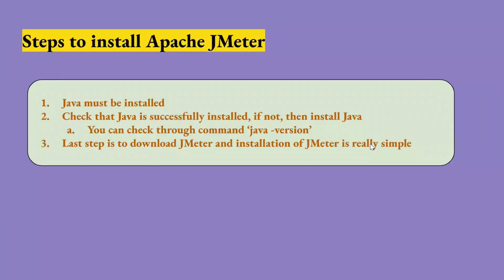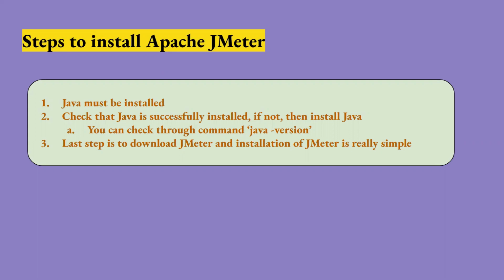The first step to have JMeter is that Java must be installed in our system, because JMeter is built on Java and JMeter is a desktop application. So we need Java in our system to run the JMeter application. This is the only prerequisite. Other than that, JMeter supports all operating systems.